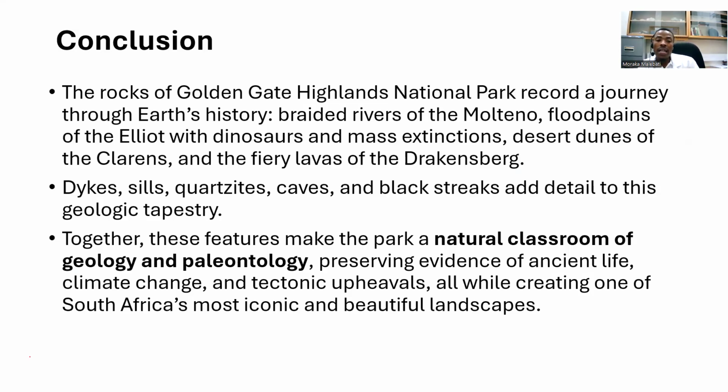In conclusion, the rocks of the Golden Gate Highlands National Park record a journey through Earth history: braided rivers of the Molteno, floodplains of the Elliot with the dinosaurs and mass extinctions, desert dunes of the Clarence and the fiery lavas of the Drakensberg. Dikes, sills, quartzite caves, and black streaks add detail to this geological tapestry.